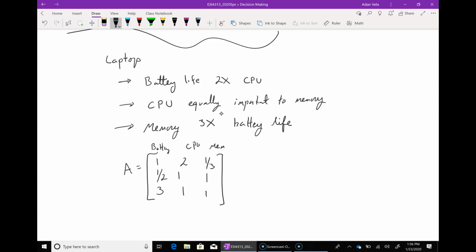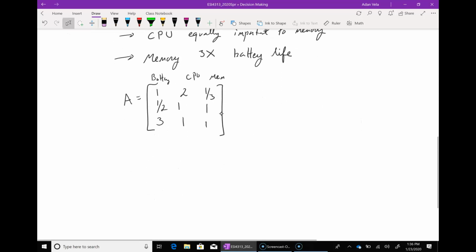To go through this procedure, the first thing we do is sum up all the columns. Here, if we take the sum, we get 4.5. The next one, we get 4. And this last one, we get 2 1/3. What is 2 1/3 in fractions? 7/3. Okay.